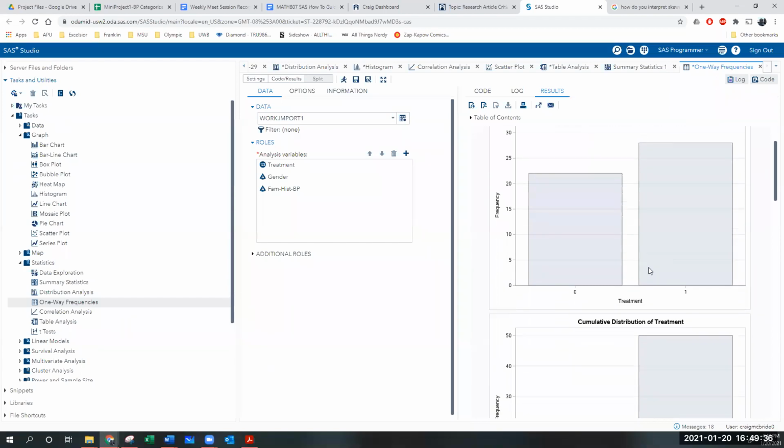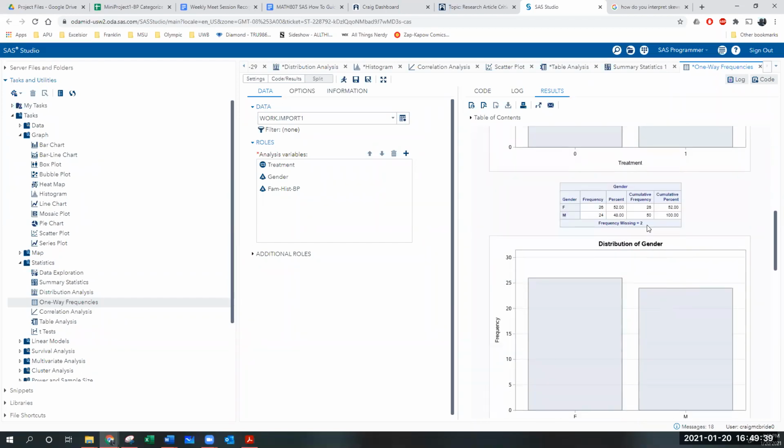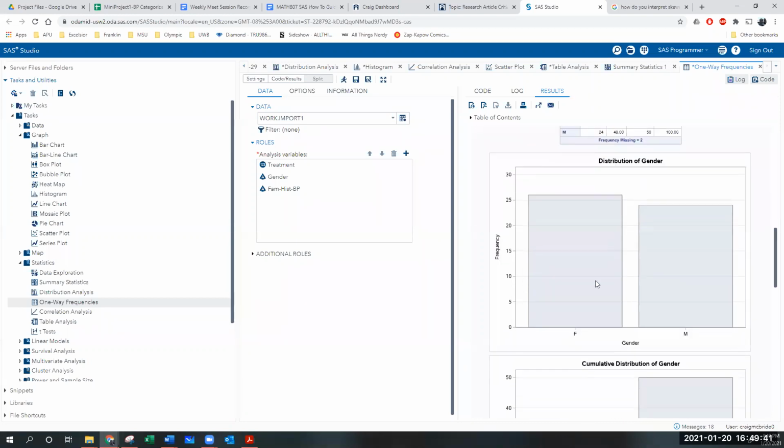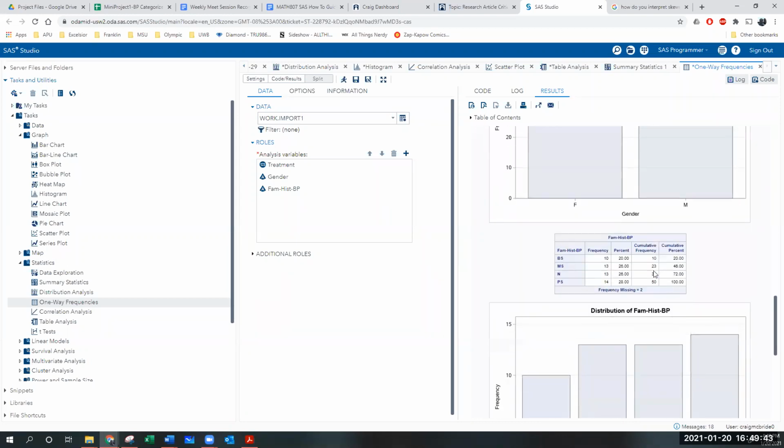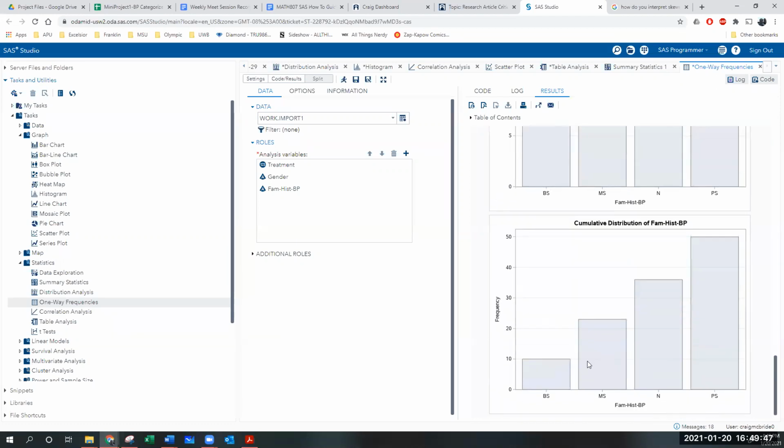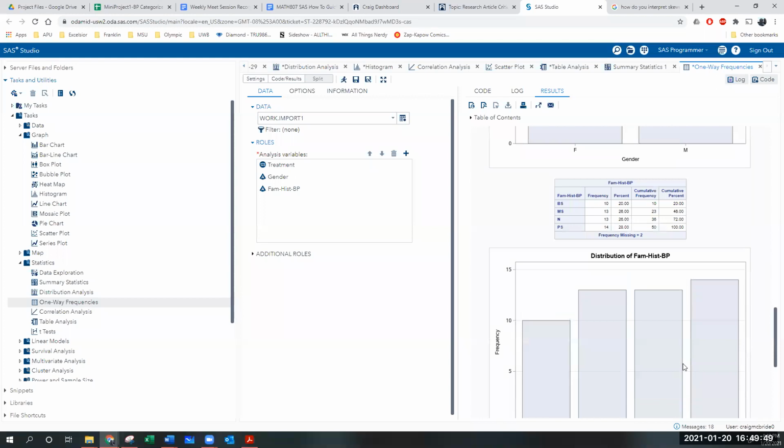Ignore this stuff. There's your frequency table for gender. Ignore all this, we don't need those things. And then there's your frequency table for family history. Again, ignore all this stuff. Okay. Yeah, so one-way frequencies. Thank you, whoever said that. And then table analysis, as I showed, is how you do the cross tabulations.